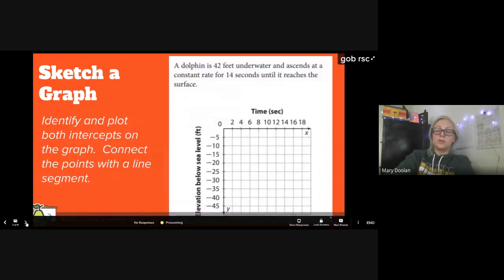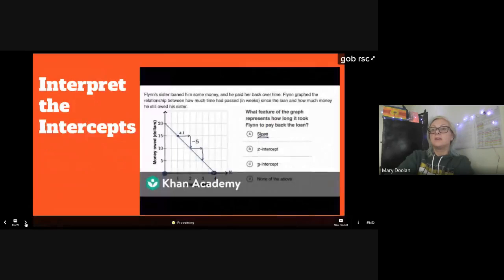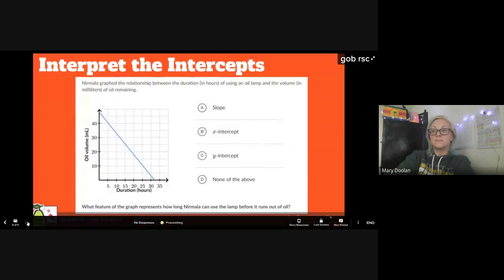Then you're going to have a graph where you're going to identify and plot both intercepts on the graph and connect the points with the line segment. You're going to do something similar here. And then you have another video about interpreting intercepts. And then you have a multiple choice question about those intercepts.